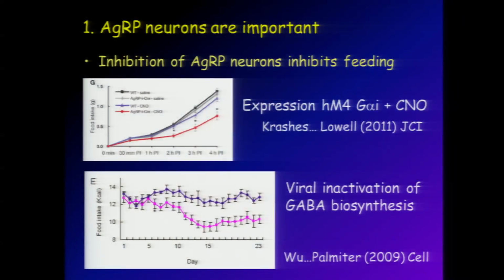Likewise, we did an experiment. We went into the arcuate nucleus and removed GABA selectively from the AgRP expressing neurons with a virus. This would be adeno-associated virus. And as you can see in the pink line, food intake decreased.